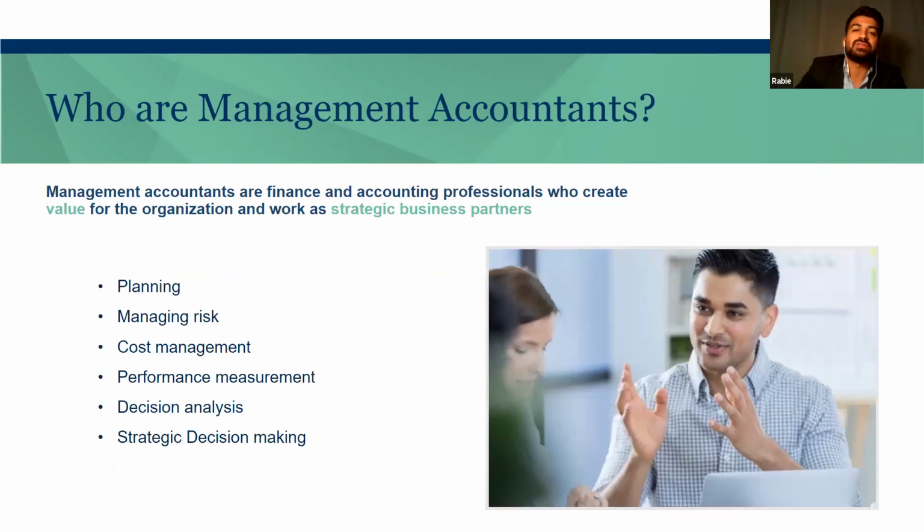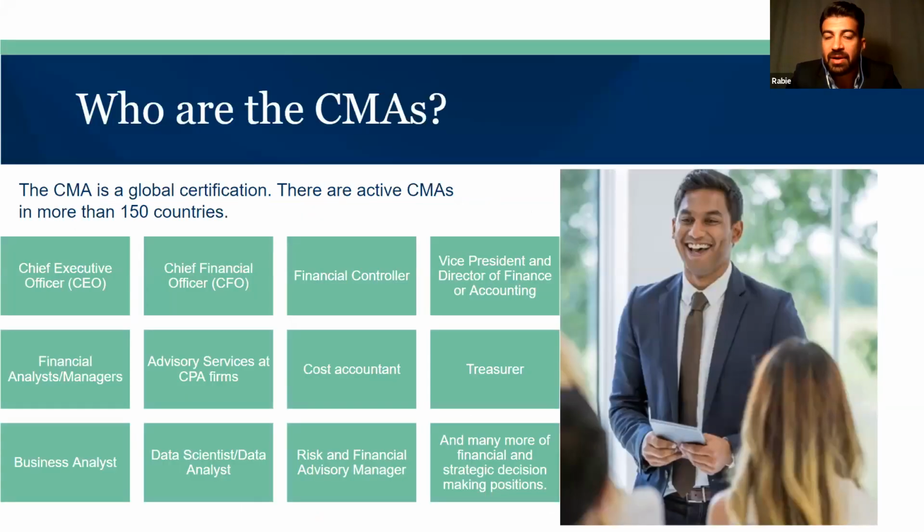Who are management accountants? For example, someone will ask me, what will the management accountant do? He will do planning, risk management, cost management, performance management, decision analysis and strategic decision making. And who are the CMAs in the market that work in the companies I have mentioned before all over the world? They can be cost accountants, business analysts, CFOs, CEOs, financial analysts or risk managers.